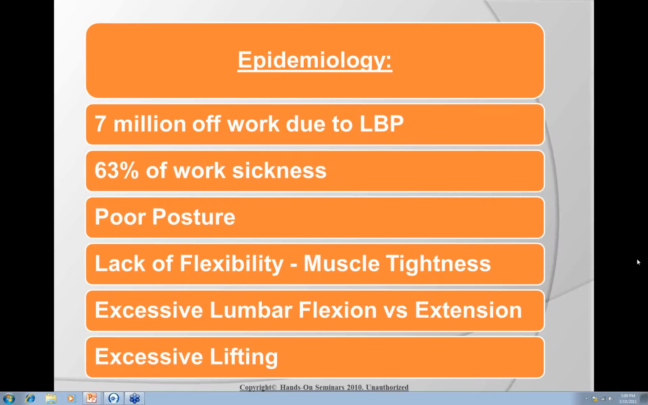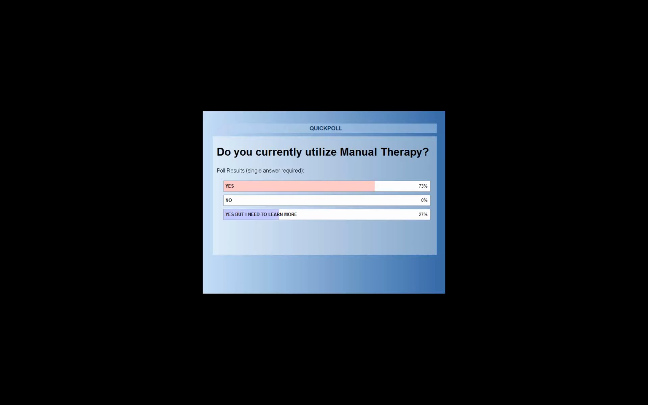Okay, this is fantastic, because basically all of you are utilizing to some extent manual therapy. Some of you believe that you need to learn more about it. I happen to vote with the 27% of the people that I do utilize manual therapy, but I definitely need to learn more myself about it.